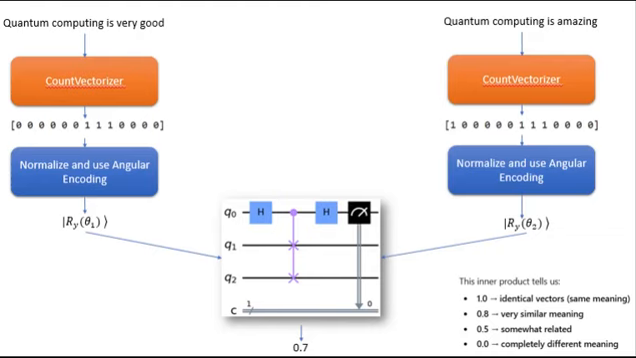The next step is to translate these classical vectors into the quantum domain. We do this through angle encoding, where each element of the normalized vector becomes a rotation on a corresponding qubit. By applying these rotations, we transform each sentence into a quantum state, a structured, amplitude-based representation that the quantum computer can process. With both sentences encoded as quantum states, we can now apply the controlled swap test.